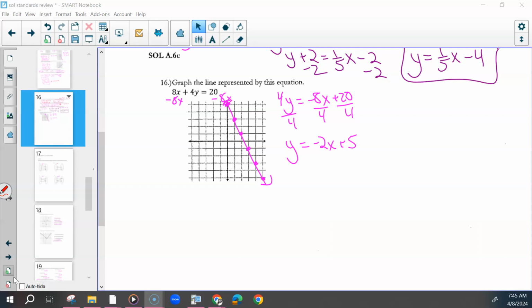So positive 5, slope is negative 2, go down to the right 1 as many times as possible, graph that line. The next page, some of you may have figured out, got help, looked it up. This is not something we talked about yet, but it is coming.